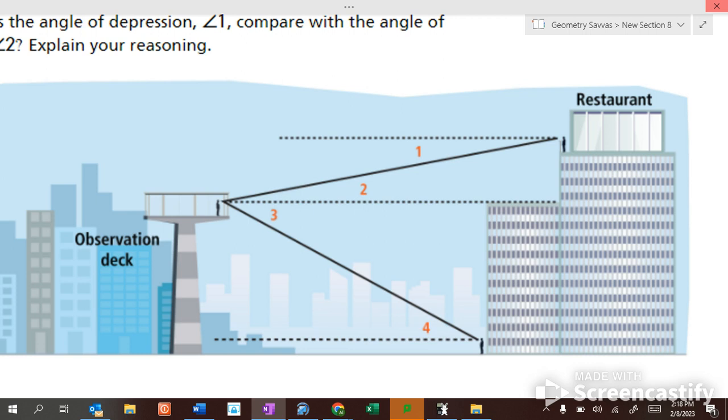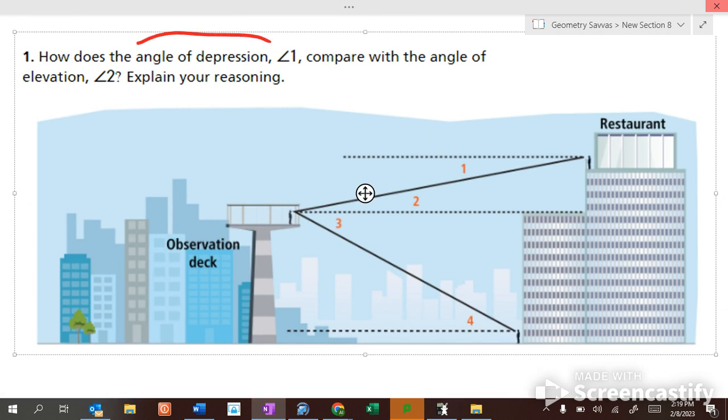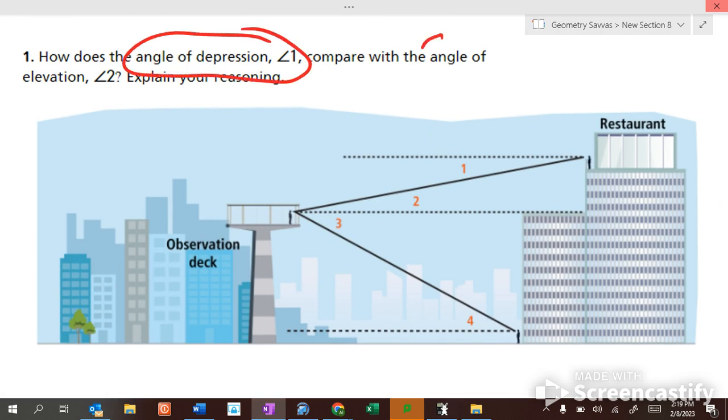So here is a person standing on the observation deck, and from horizontal, when they look up at the person at the restaurant, that's an angle of elevation. So, angle 1 is an angle of depression. Angle 2 is an angle of elevation.